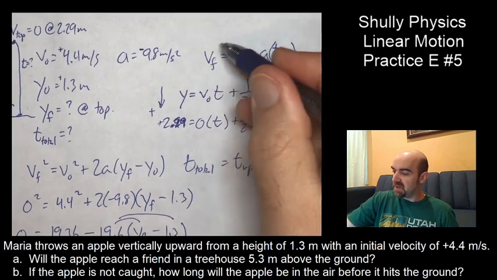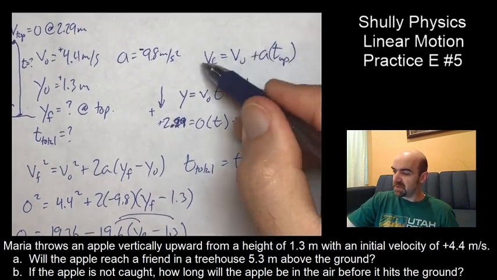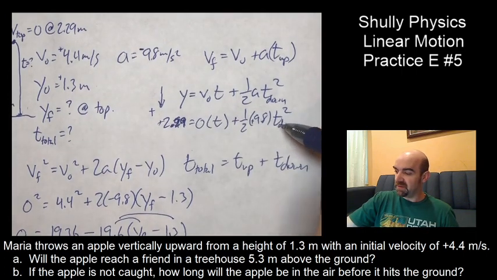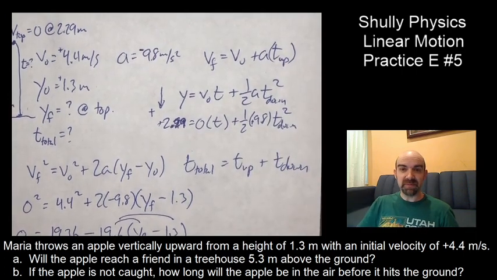So solve for that time up, use the initial conditions when she tossed it, and then look at that second segment and solve for the time down. Add them together, and that should be your solution.